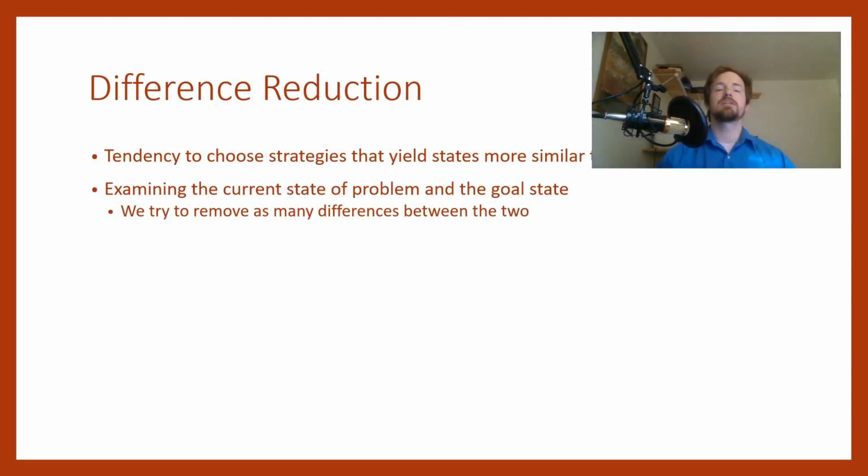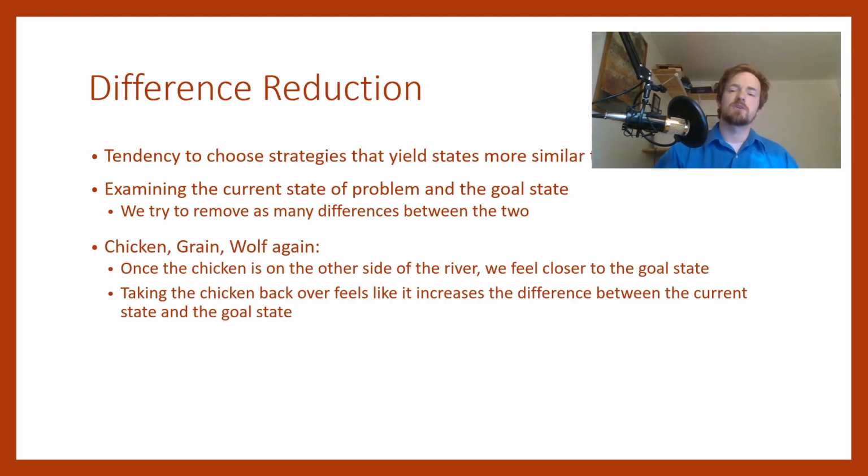So we're going to try to pick different kinds of strategies, different kinds of behaviors that are going to take where we are right now to get us closer to the goal state. In this case, to having those three things over on the right side of the island, or in terms of grades, to reduce where we are now in terms of grades to having a good grade in the class. We want to try to remove those differences in order to get there. So again, we can look at the chicken, grain, and wolf example to illustrate how this works for us, or in which cases it goes wrong for us.